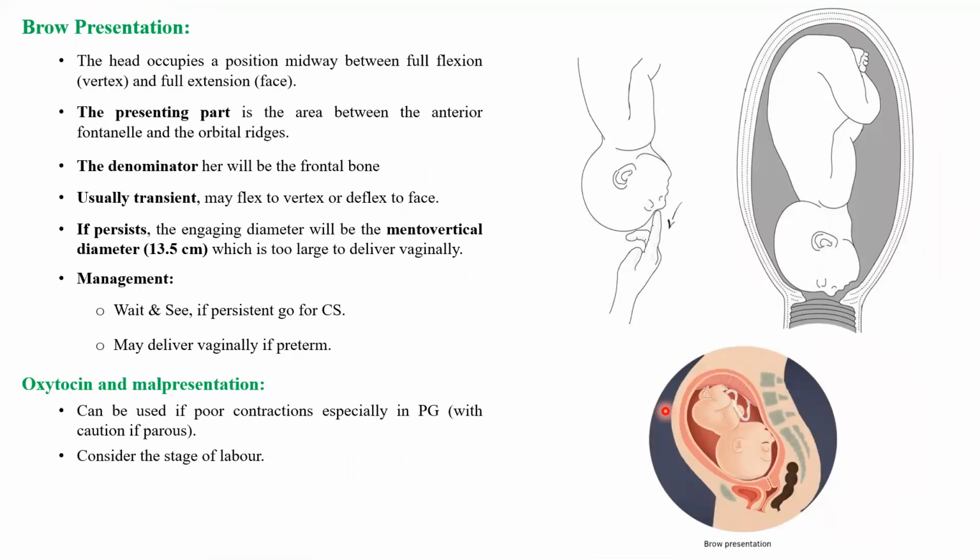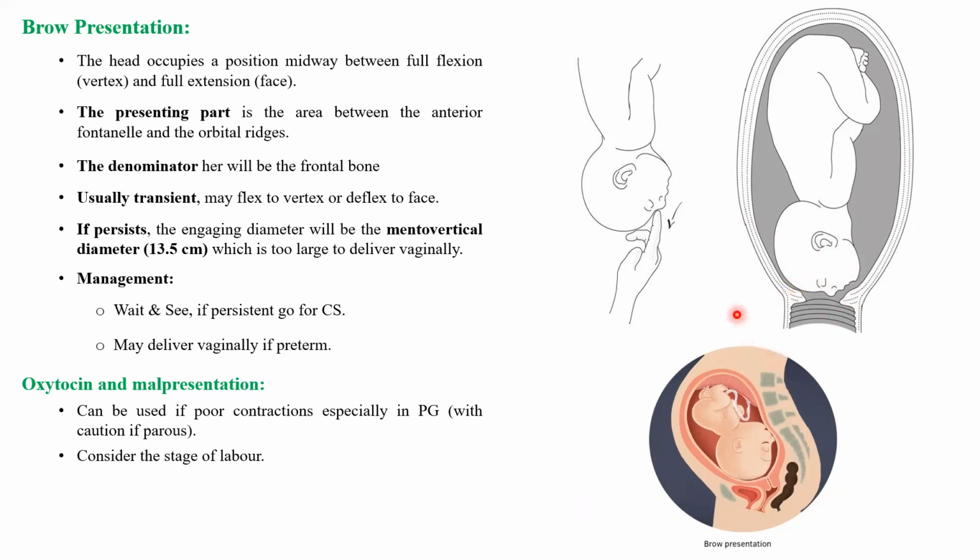The last presentation here is brow presentation. In brow presentation, the head is midway between full flexion and full extension. So it will not be a face and it will not be a vertex. The presenting part here will be the area between the anterior fontanelle and the orbital ridges. So this part is the brow, which is between the anterior fontanelle and the orbital ridges. This is the brow presentation. The denominator here will be the frontal bone.